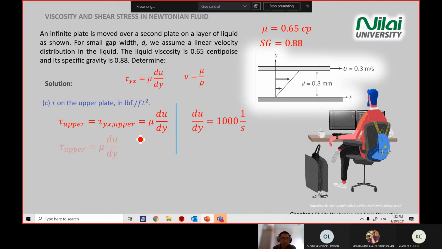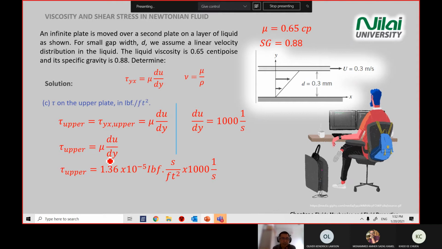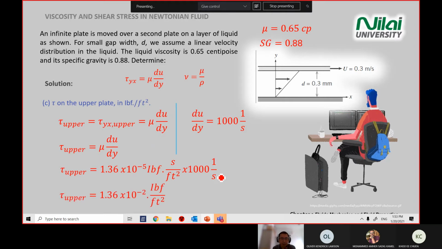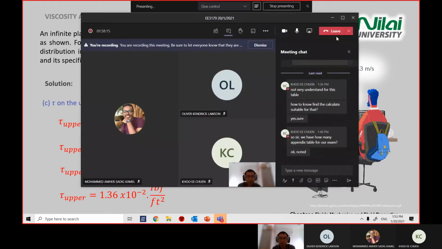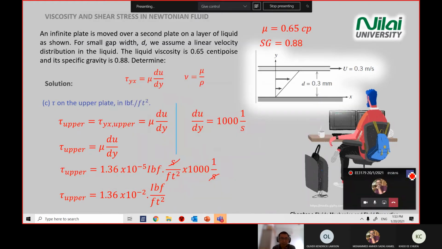You continue with the calculation. Previously your mu is in pound second over feet square. So 1.36, I already simplified because just now we had 3 decimals. And then you multiply by the number that you got just now, 1000 per second. You remove the second. You only have pound over feet square. Then you get the answer already. Anyone text me? Okay, we clear C.